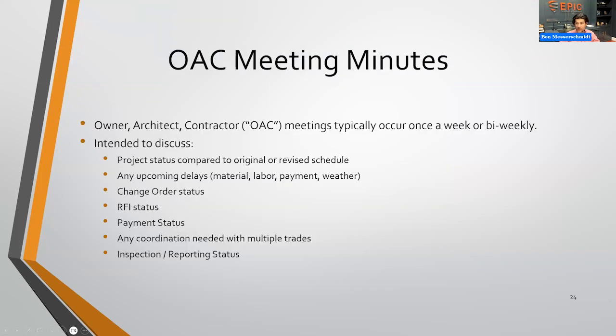Okay, we're getting towards the last slide over here, and we have our OAC meeting minutes. So OAC stands for owner, architect, contractor. But remember, architect can also be engineer. These meetings typically occur once a week or bi-weekly, every other week. It depends on the detail of the project, how big it is, and how fast the project's actually going. This is the weekly powwow. What has happened? What is happening? What will happen?